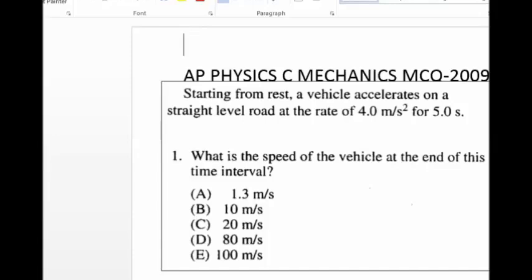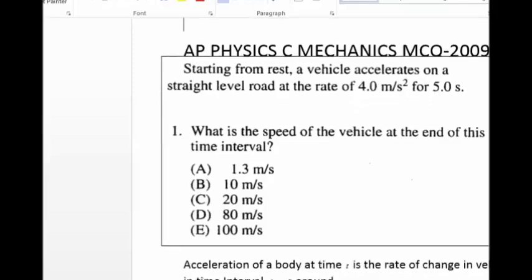Now the acceleration is rate of change of velocity. That means there is an increase of velocity by 4 meters per second in every second. So in 5 seconds the velocity increases by 20 meters per second, and because the vehicle started from rest, the speed after 5 seconds would be 20 meters per second. This is a case of uniform acceleration.